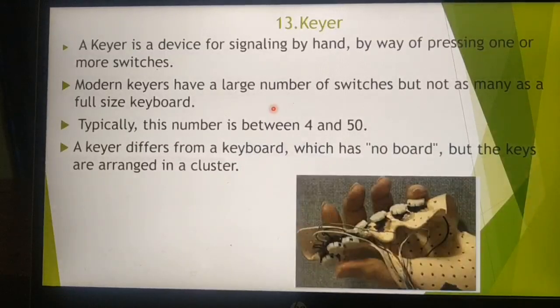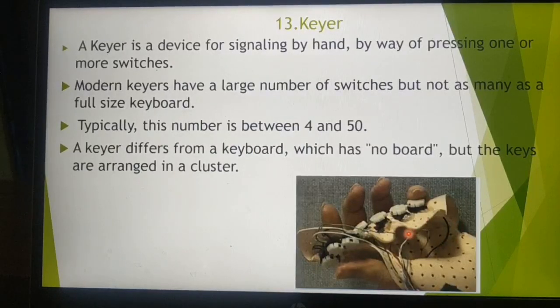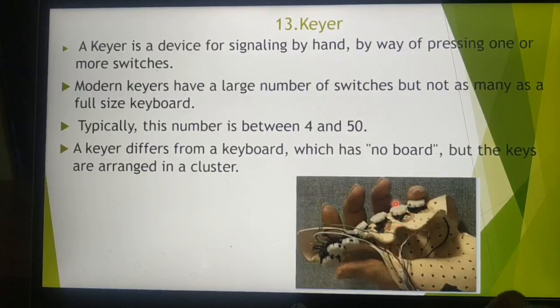Next, the last one is the keyboard. This is a very important input device in today's technology. This is an image of a keyboard. This is not just a keyboard actually. Here there is no board either. This is just like a cloth that we can wear on the hand. In this keyboard we have various keys in the form of clusters. Clustering means grouping of keys. By pressing these keys, we can give signals by hand.